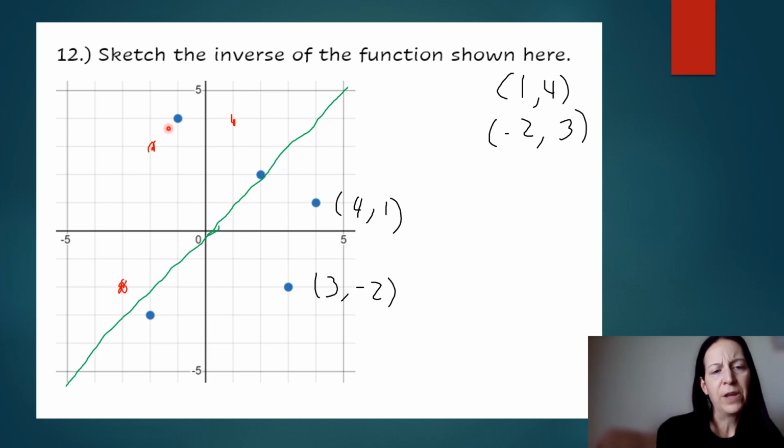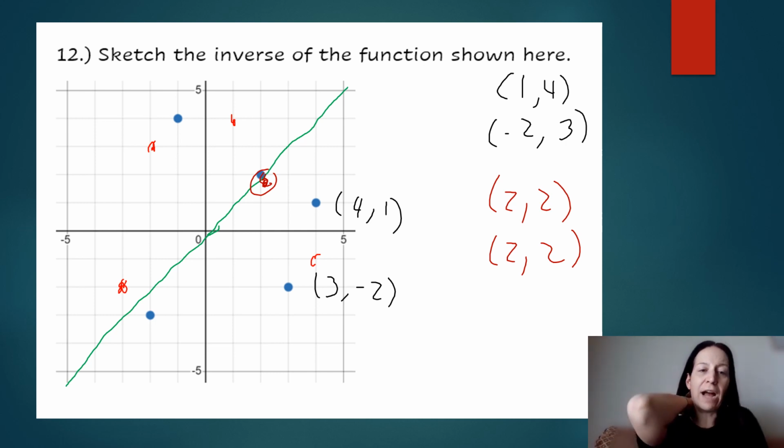Oh, we didn't reflect this one. So this is 1, 2, 2.5 points away. So I'm going to go blocks away diagonally. 1.5, 2.5. So right there. Okay. And then this point, looking for the right color. That is the point (2, 2). And if you reflect it, you would get the point (2, 2). So that's going to reflect onto itself right there.